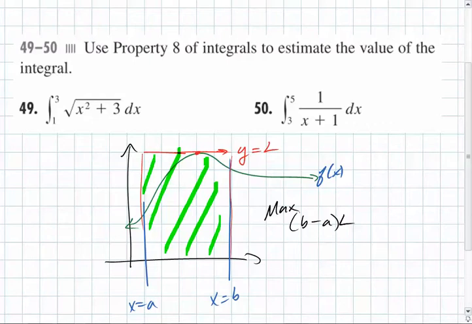How do you find a lower bound? You find the absolute minimum of the function from a to b. So in this picture, where is that going to be? Looks like it'll be right about here. So let's say you went to here, and let's call this y equals m, for example. What's the minimum, therefore, going to be? B minus a times what? Times m.